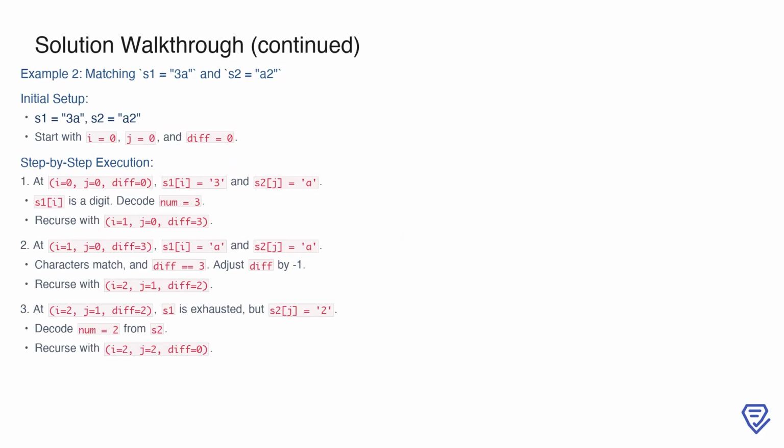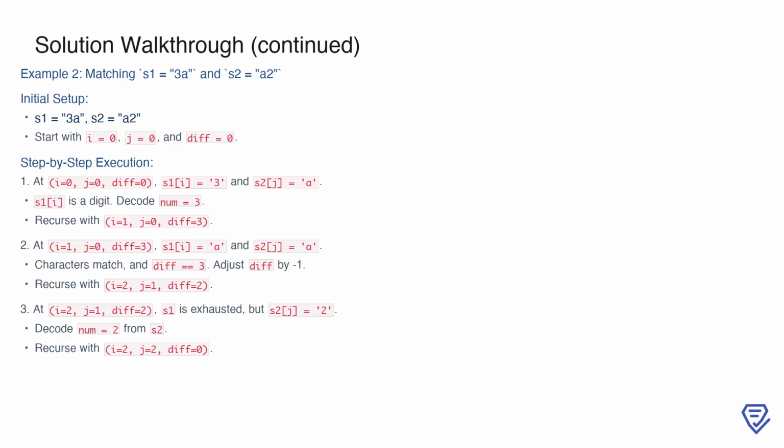In the second example, we are given s1 equals 3 and s2 equals a2. Starting with i equals 0, j equals 0, and diff equals 0, we see that s1[i] is 3 and s2[j] is a. Since s1[i] is a digit, we decode it to get 3, which increases the length difference to diff equals 3. We move forward with i equals 1, j equals 0, diff equals 3. Now, s1 is exhausted and s2[j] is a. The characters match, so we adjust diff by subtracting 1, resulting in diff equals 2. We proceed to i equals 1, j equals 1, diff equals 2.